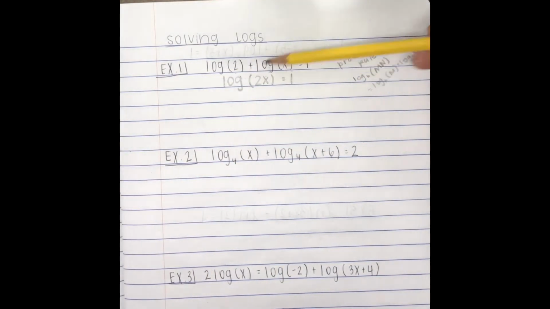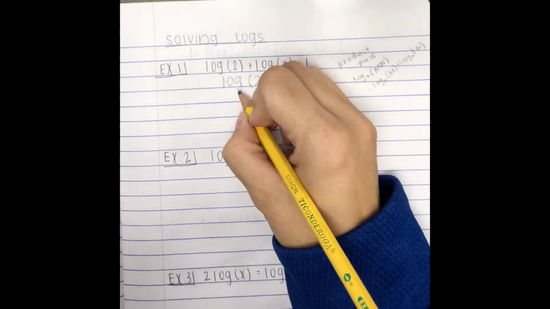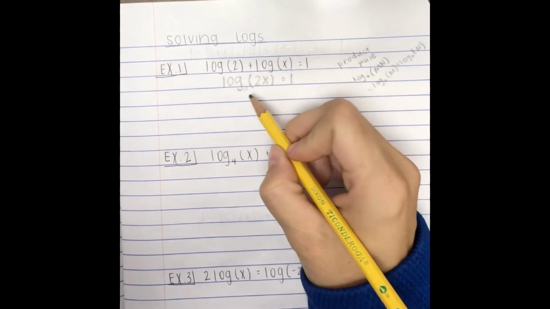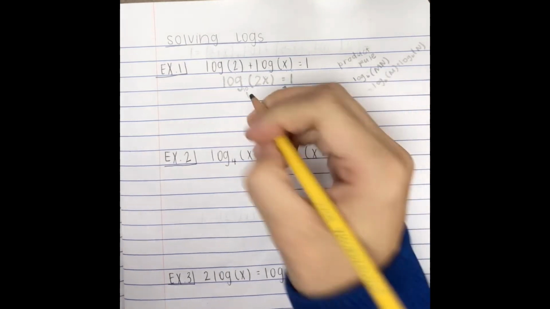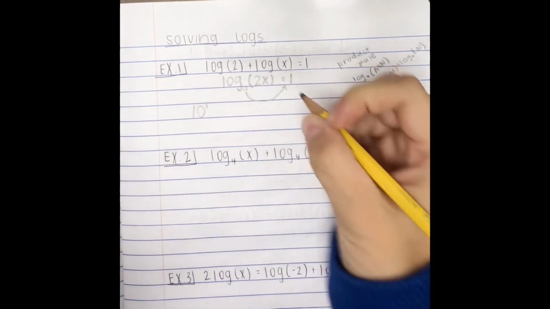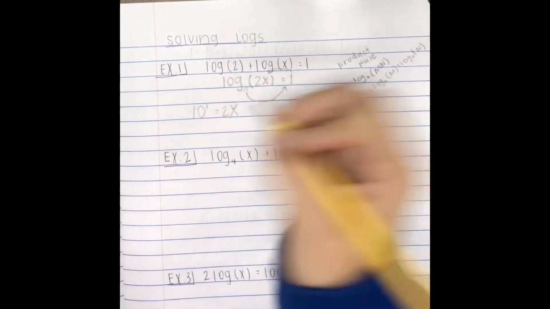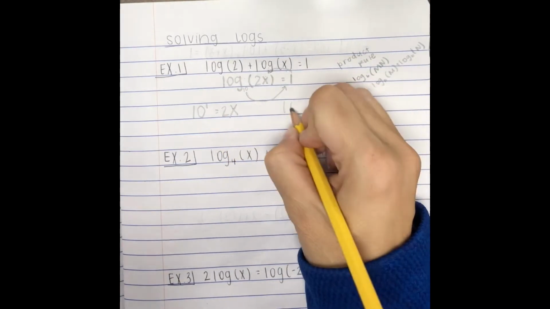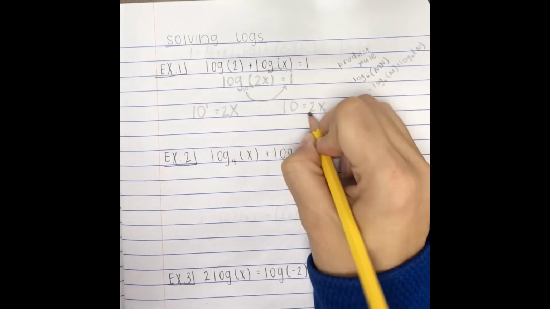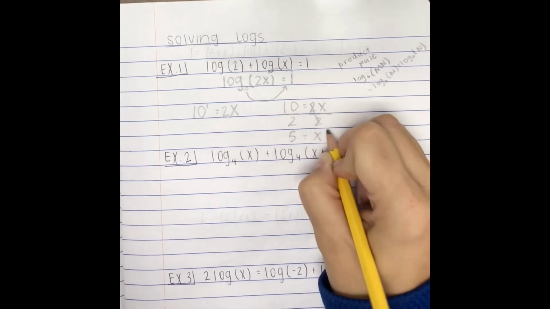Now we've combined these two logs into one log. And in order to solve this, I'm going to want to get it in exponential form, okay? So I'm going to put the 10 there just for this purpose. I'm going to start at my base 10, and I'm going to raise it to the first power. And then it's going to equal 2x. Well, 10 to the first power is just 10, so I just have 10 equals 2x. Divide both sides by 2, and we get x equals 5.